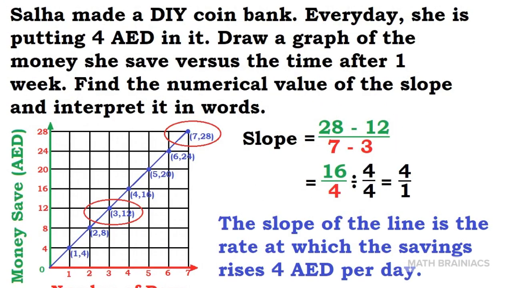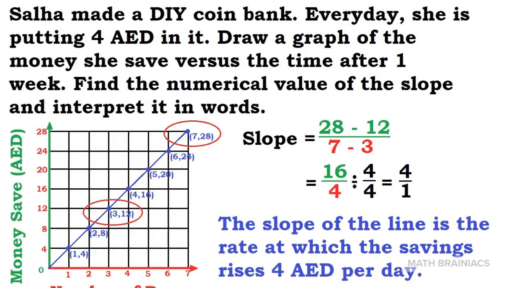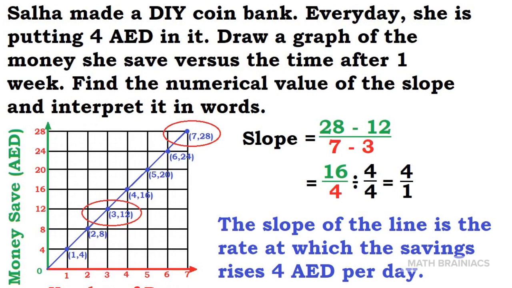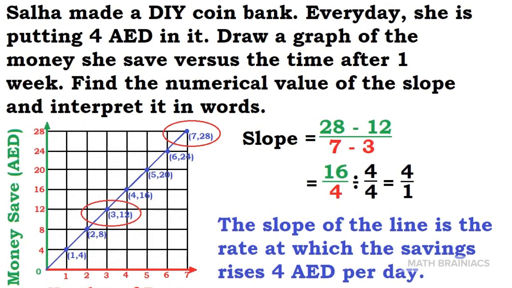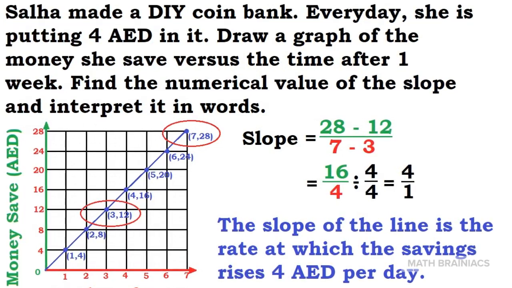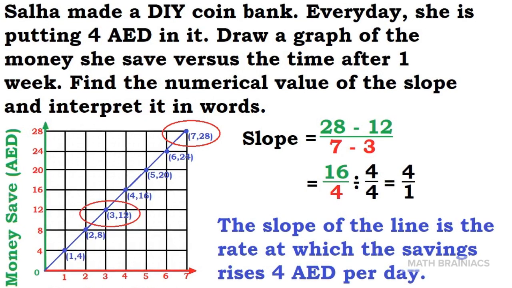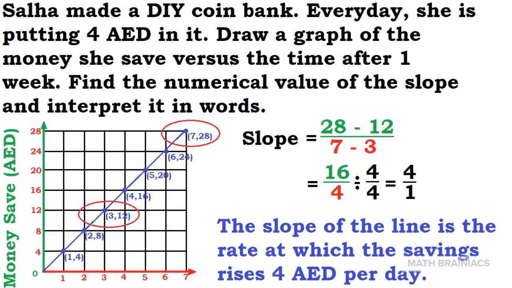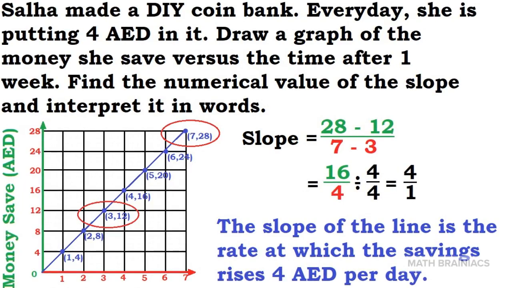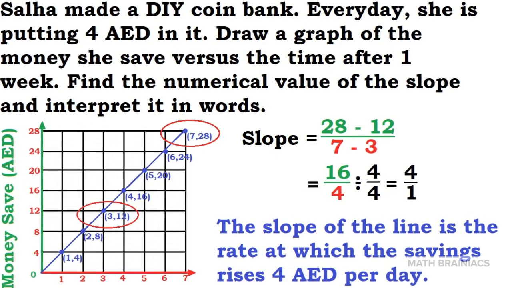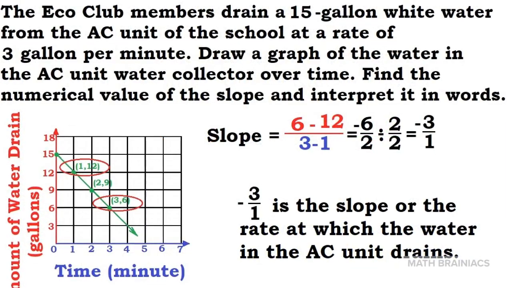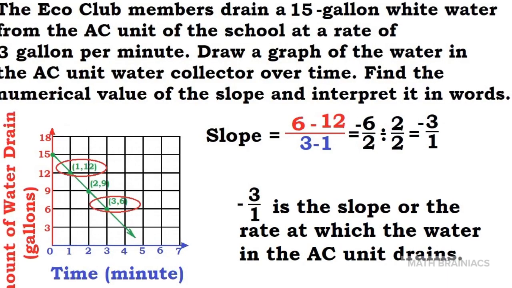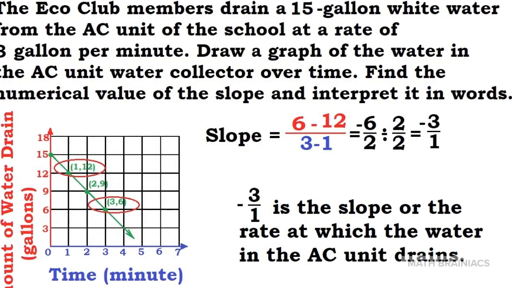To wrap it up, the formula for finding the slope is the vertical rise over the horizontal run, or the change in y over the change in x, or y2 minus y1 over x2 minus x1. I want you to take note that if the line is going up, the slope is positive. The formula will always be the same in finding the slope. But if the line is going down, the slope is negative.